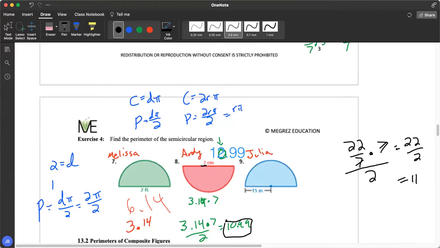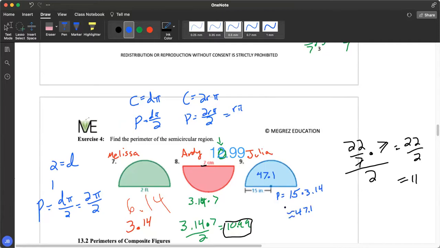Thanks, Andy. Good job. All right, and it looks like Julia is over here with 47.1. Do you want to walk us through it, Julia? I just used 15 because it's a semicircle, and then I multiplied it by 3.14, and I got 47.1.